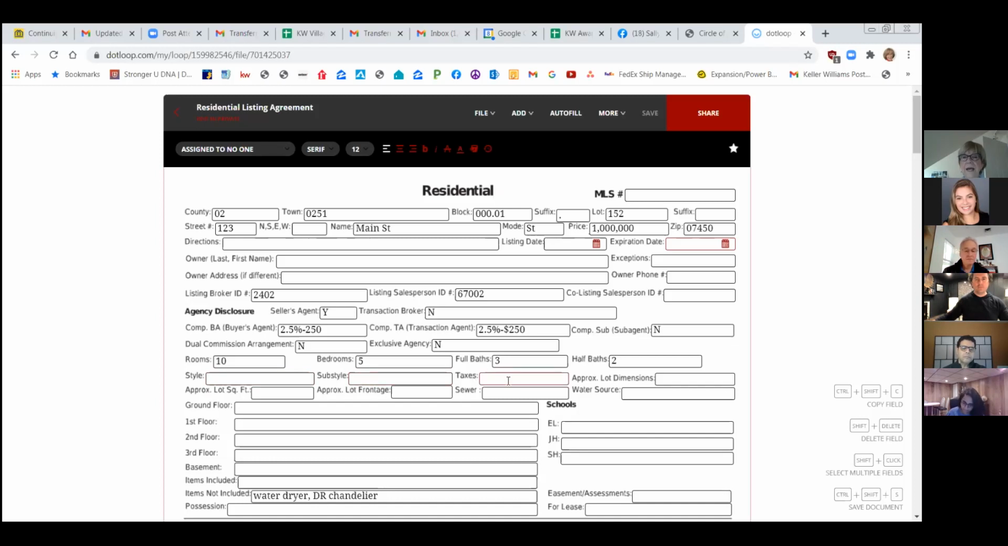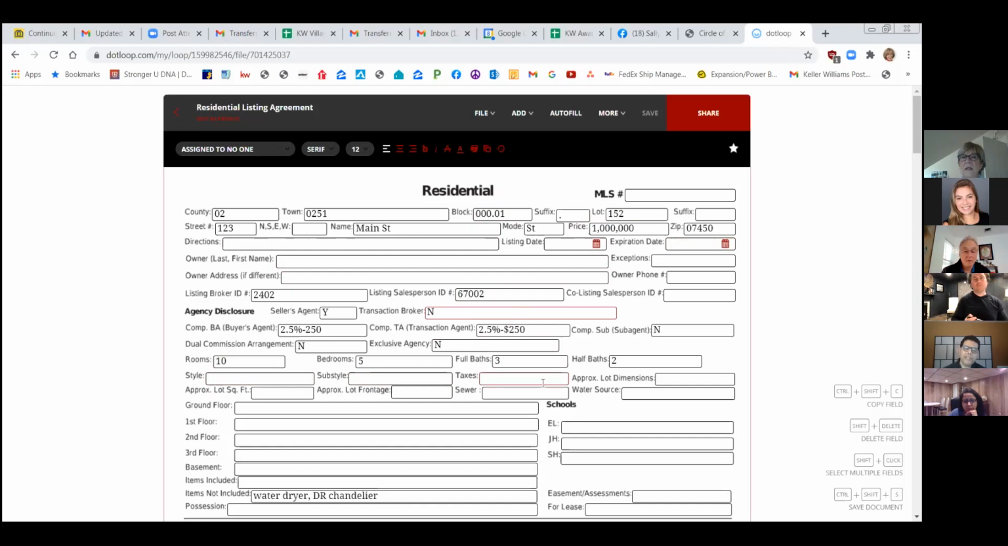You're going to get the taxes off of the tax record, or it's not a bad idea to call the town, give them the block and the lot, and say, I just want to know what the taxes are for this year. And they should be able to tell you.